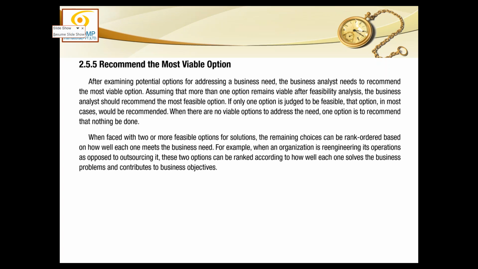This I told you in the last lecture also, that it might be possible we have got 5 options. Out of those 5 options, 2 might be rejected as being not feasible. The remaining 2 or 3 options, which are all feasible, we are now supposed to select the most feasible option. If only one option is judged to be feasible, that option in most cases would be recommended. But if there are other options, then you have to select the best one.